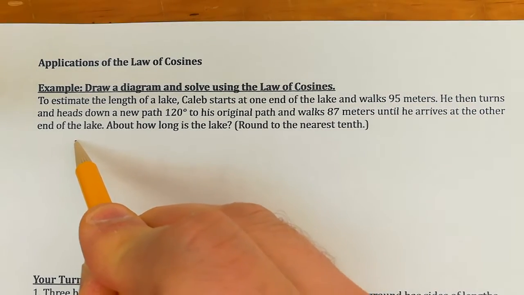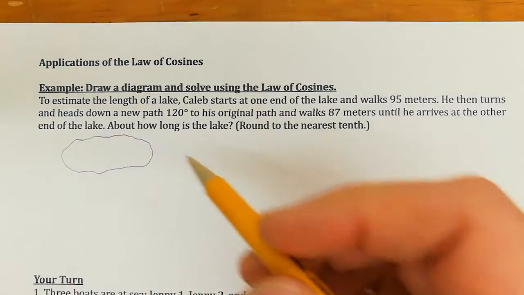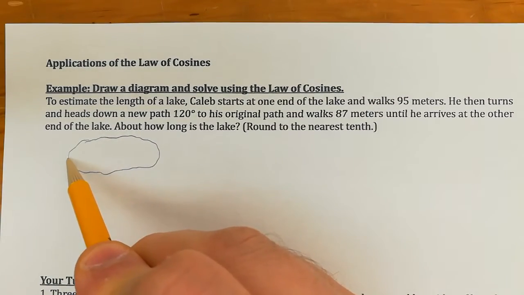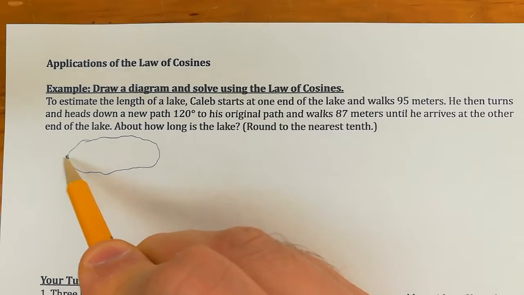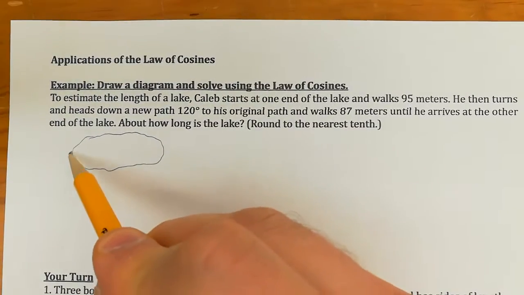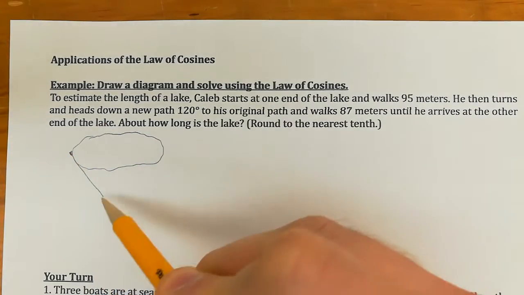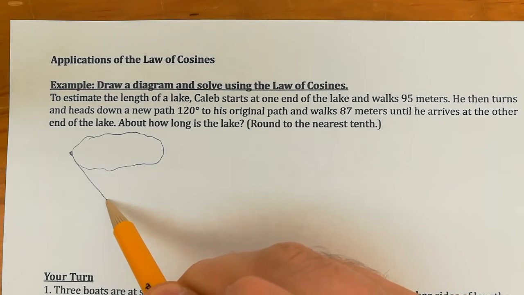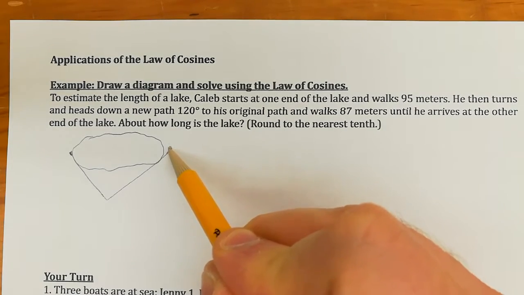So yeah, let's draw a diagram here. So we have some kind of lake here. All right, and then Caleb starts at one end of the lake and he walks 95 meters. I'm going to assume that he's trying to get to the other side of the lake, so he's not going to be walking off this way somewhere. You could have also drawn it above here, but I'm going to draw it below, like this, okay? And then he turns and heads down a new path 120 degrees until he gets to the opposite end of the lake. All right, I'm a little bit off there, but that's all right.